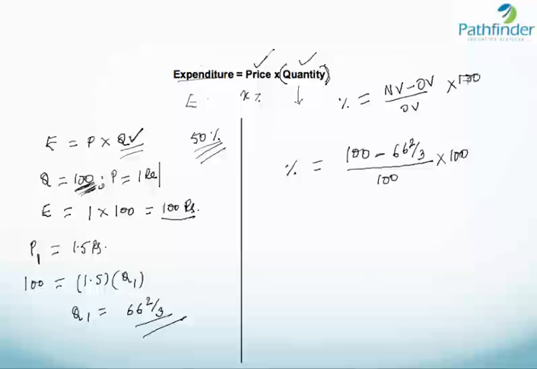This is the formula that we will often see in questions related to data interpretation, where NV stands for new value and OV stands for old value. So when you solve 100 minus 66 integer 2 by 3 upon 100 into 100, you will get a reduction of 33 integer 1 by 3%. Shortly, we will also solve the same question by another superior method by which we can get answers slightly faster.